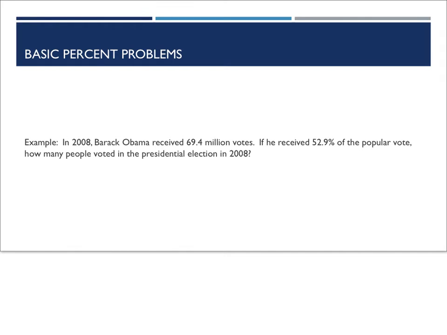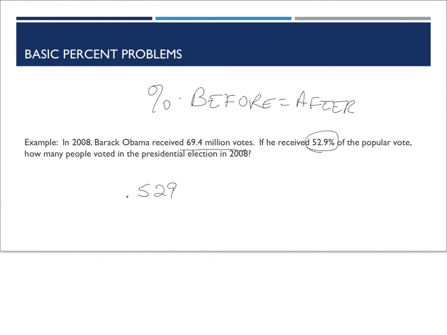In this example, we want percent times before is going to equal our after. We start with our percent, change it to a decimal. Now the other number in the problem, Barack Obama received 69.4 million votes. He received 52.9% of the popular vote. So how many people voted in the election?